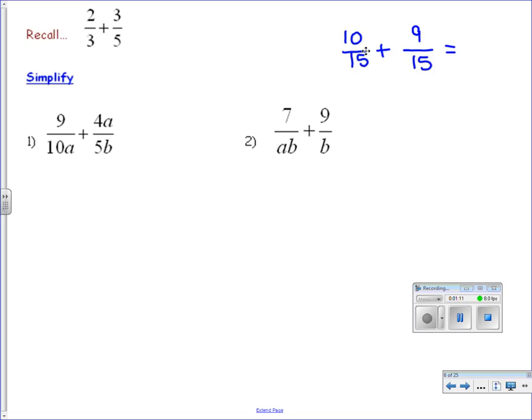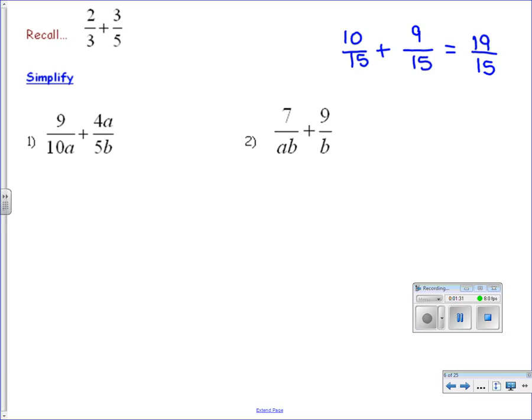And then hopefully you remember, what do we do with the numerators? We add them. And then remember, we just keep the denominator. We don't add the denominators. And we're just going to leave it as an improper fraction. Do you remember doing that back in the day? This is the same stuff, guys. All that's different is that we're going to put letters in there.